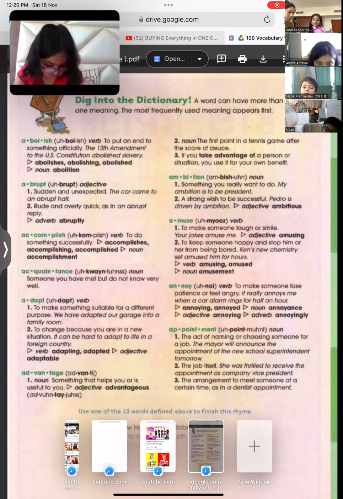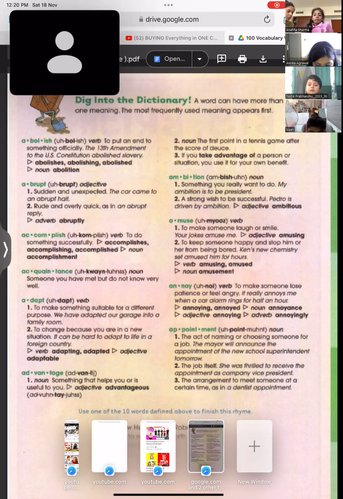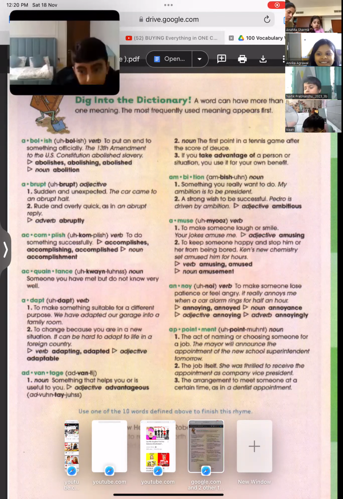abrupt. Abruptly, the class was ended abruptly because maybe we had a poor internet connection, or the laptop ran out of battery.